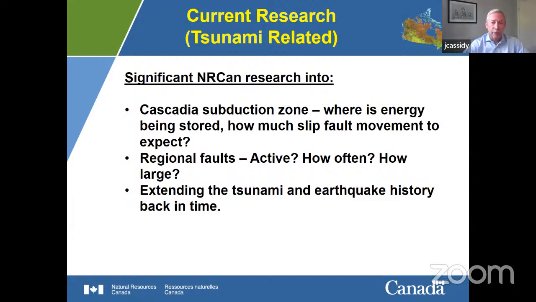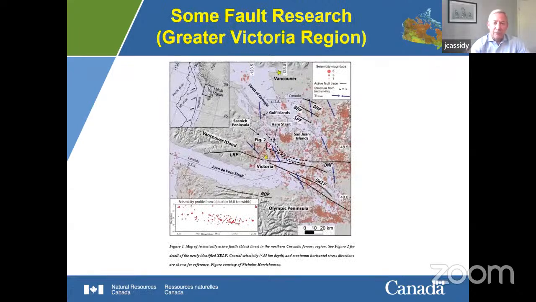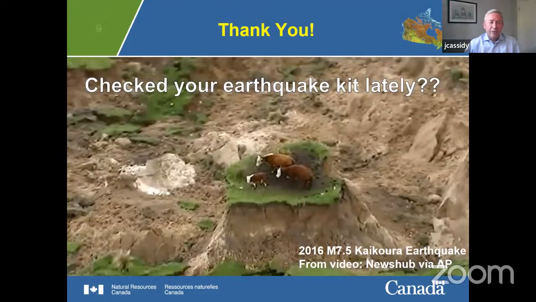So there's a lot of ongoing research incorporating Indigenous oral traditions and information into that, extending the history of earthquakes and tsunamis here in our backyard. The final slide here is just reminding everyone that we do have a lot of faults through southern Vancouver Island, the Leech River Fault, Devil's Mountain Fault. All of these black lines are faults that are being looked at in terms of potential for earthquakes and tsunamis. So I'll leave it there, and thank you very much.